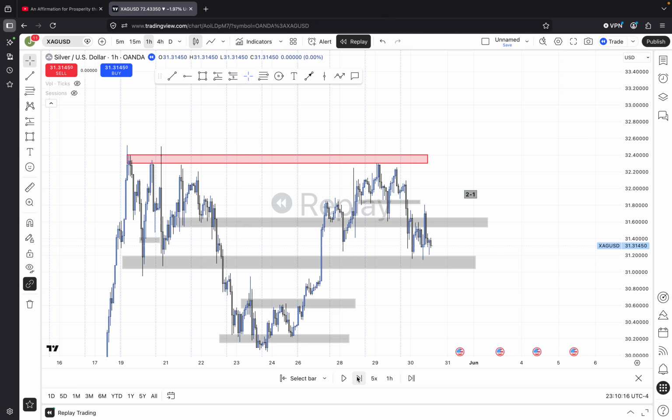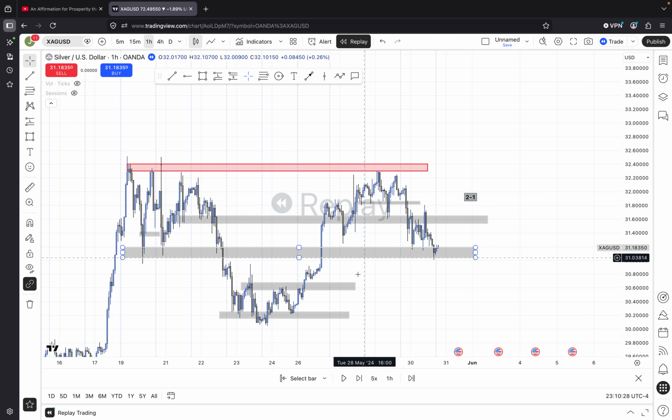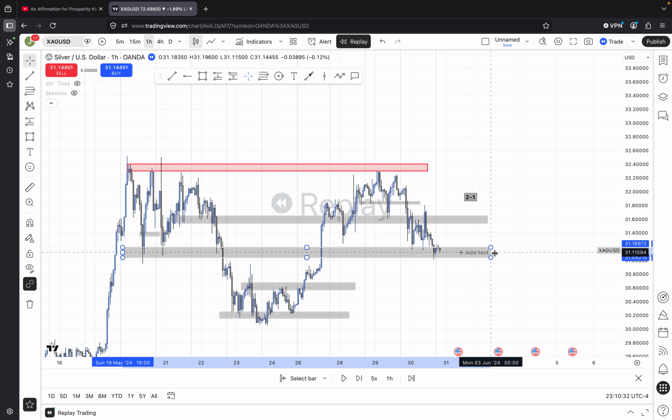Cool. Now we got another range. By the way, this is why whenever you see a reverse head and shoulders, you don't just say, oh, well, it's the candlestick pattern, let me trade it. No. Look at what you're looking at. Pay attention to what you're looking at, not what you think is going to happen.